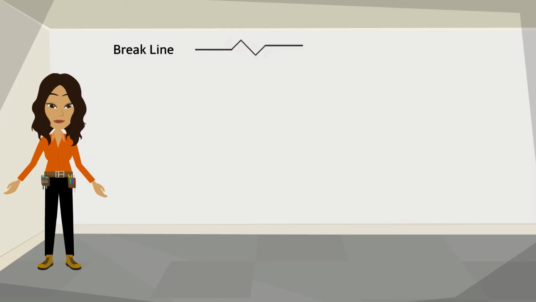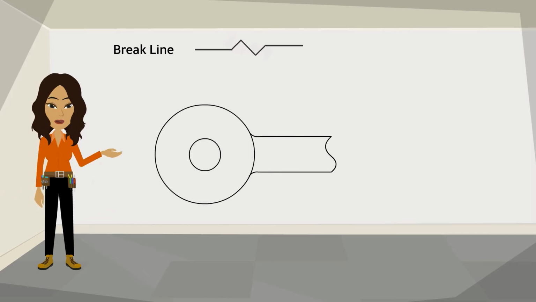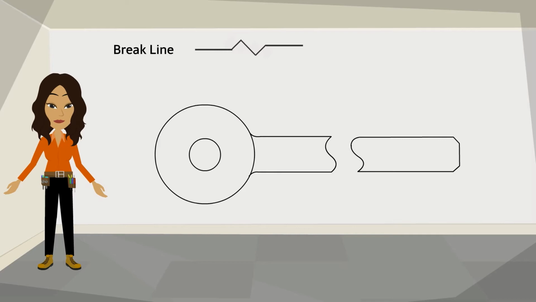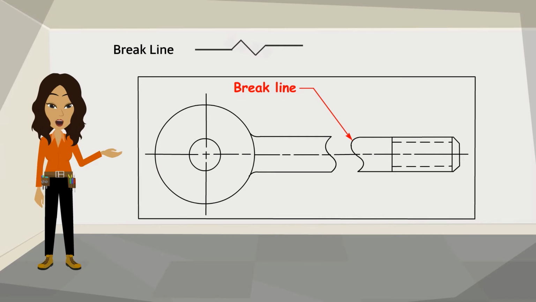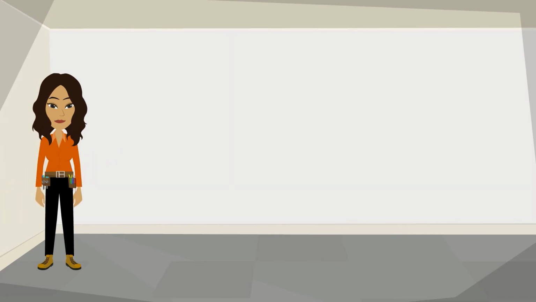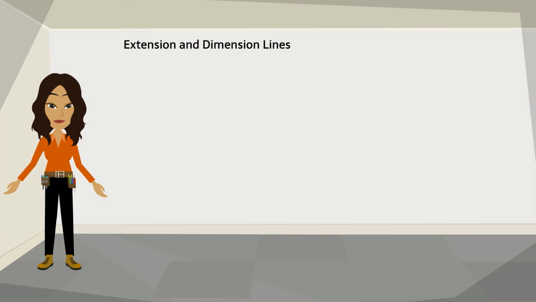Break line. Break lines are used to show the beginning and ending of an object that has a pattern that repeats. Architects often use break lines when showing a set of stairs on a floor plan for a house or building. Extension and dimension lines.